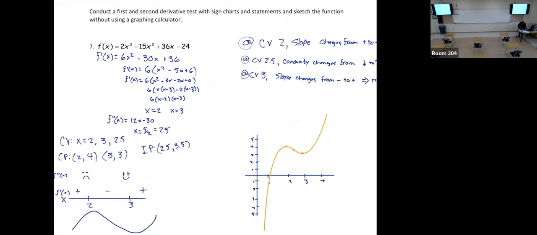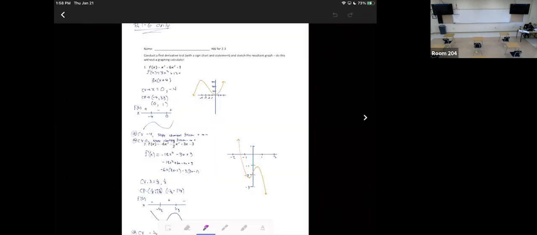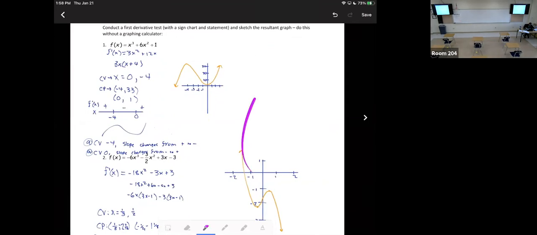So I'm going to stress both tests today, first and second derivative tests, because that's where we're having the most inconsistencies, I want to say. So looking at number 7, they said to conduct a first and second derivative test with sign charts and statements to sketch the function without using a graphing calculator to do that sketch. Okay, so when you get to 7, take the first derivative. Back up to 7 again.